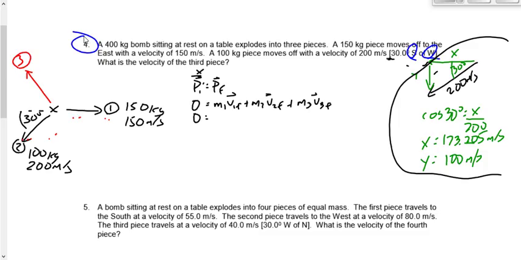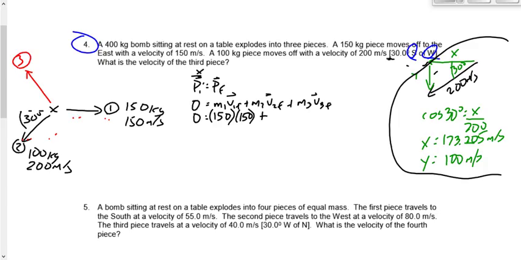Why do I always say, like, man, I wish these masses were the same? Because then we could cancel them, right? Can't cancel them here, though. Mass 1 is 150. What's V1F? No, V1F is 150.